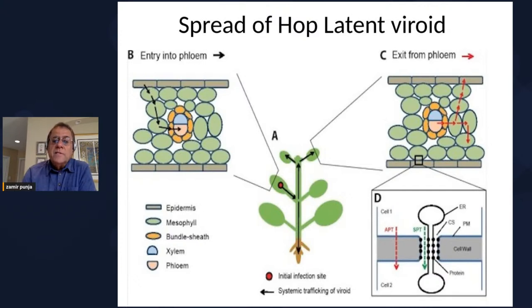And what that means is that it gets into the phloem. The phloem is the tissue that's running up and down in here. It gets into the phloem and starts moving throughout the plant. And so it's a very efficient way that this thing is basically being trafficked or moved throughout the plant from cell to cell, moving through these openings that are called plasmodesmata. So it's quite efficient at moving its way around the cannabis plant.